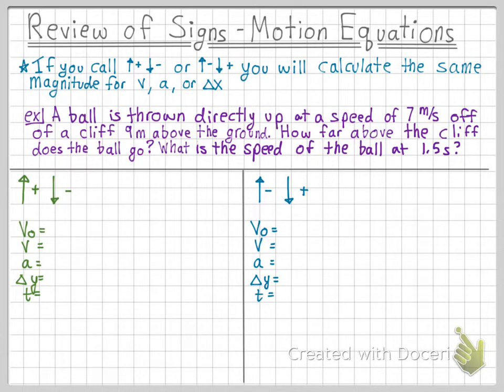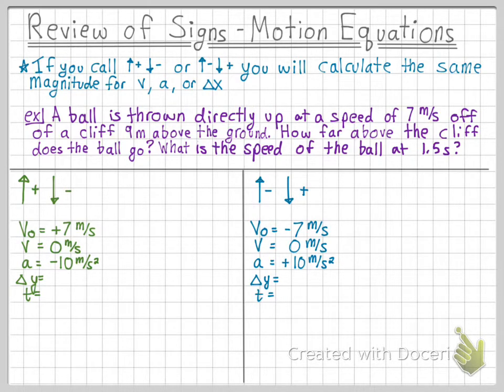So we know that the ball was thrown up with a speed of 7 meters per second. So this gives us an initial velocity of positive 7 when we call up positive. At the peak, the velocity is 0 meters per second, and the acceleration points down because it's gravity, so we know we have an acceleration of negative 10 meters per second squared. Next, let's fill in our table on the other side, where we're going to call up negative. So if up is negative, we know that we have an initial velocity of negative 7 meters per second. Our final velocity is still 0 meters per second, and our acceleration is still down, which is now going to be a positive 10 meters per second squared.